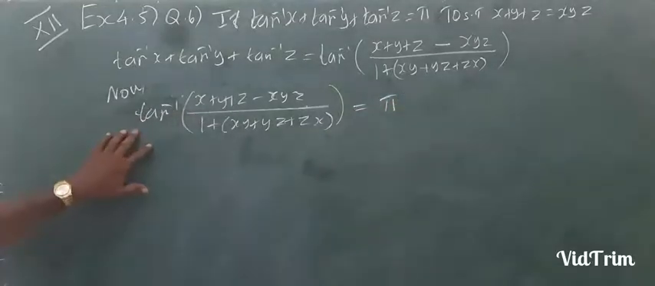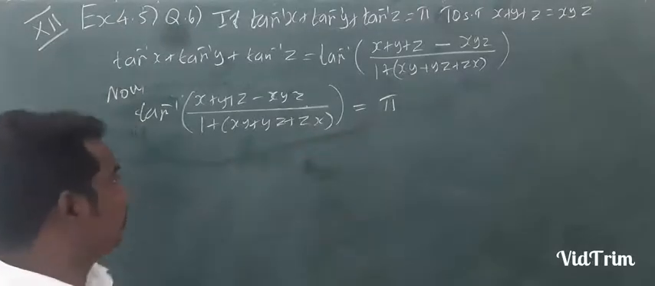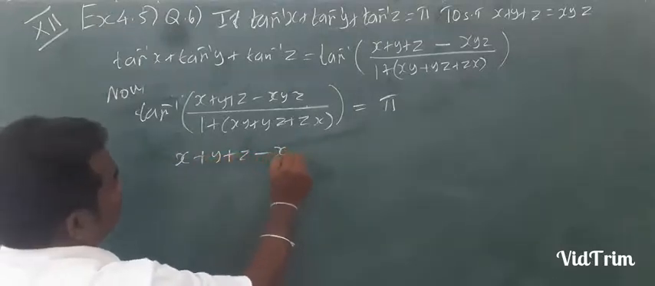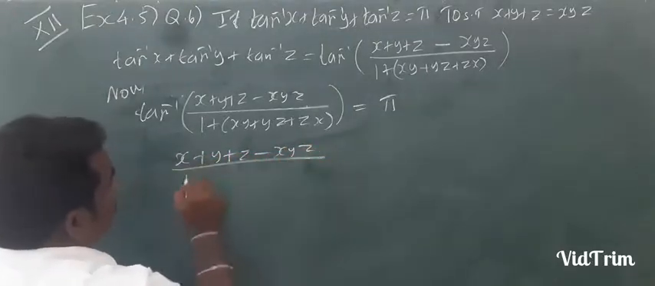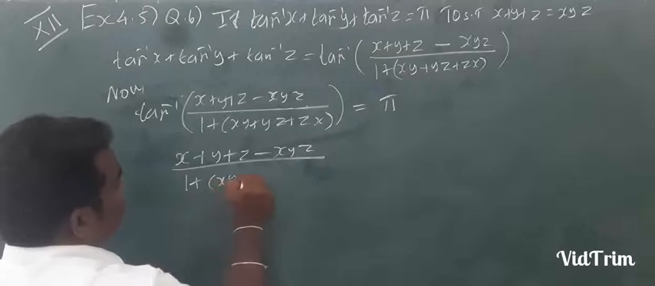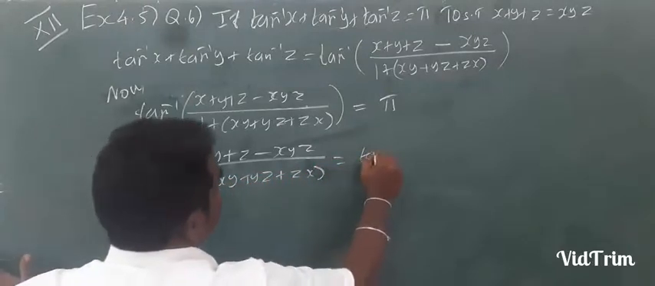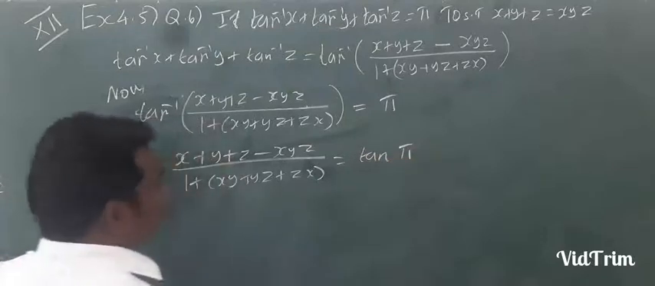You take the tan of both sides, which means the tan inverse will be changing. Otherwise the tan will be going to this side. The remainder term, xyz minus xyz, then the remainder term will come as it is. So it will become tan pi.